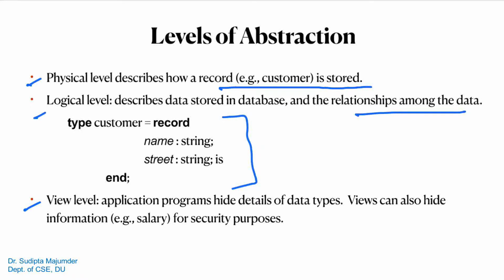And finally we have the view level. The application program hides details of the data type. Views can hide information for security purposes. In a system, we can have multiple levels of view. That is, for a given database, we can have multiple views depending upon our security concerns.